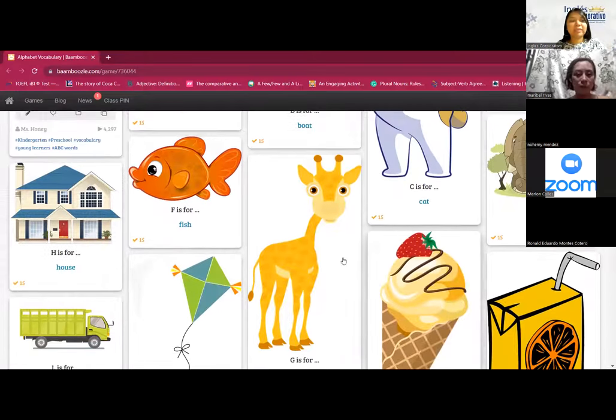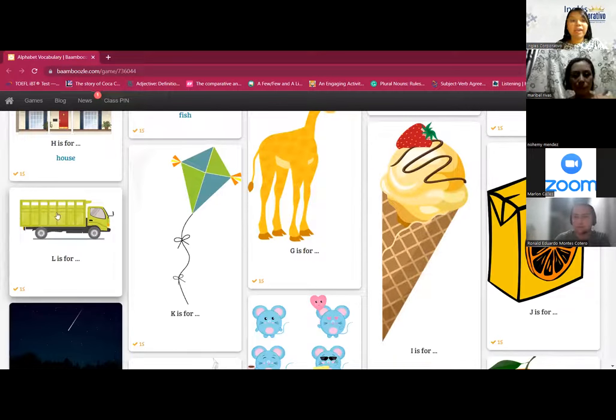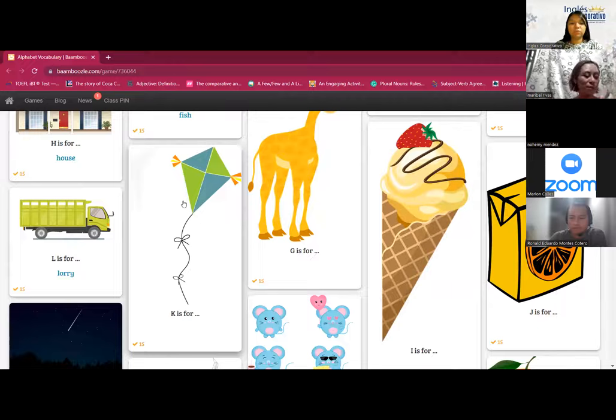Elephant. Very good. What about letter L? L is for? It's truck. Yes, but this one is a lorry, okay? It is a lorry. K is for? No, I don't know. Okay. So K is for kites. Pizza o cometa, in this case, se dice kite, okay, kite. And a lorry, guys, es un camión.